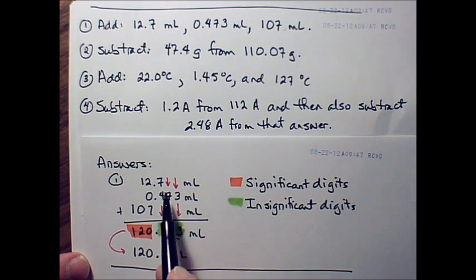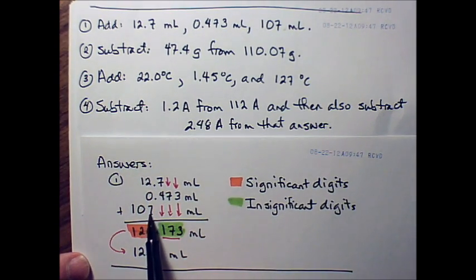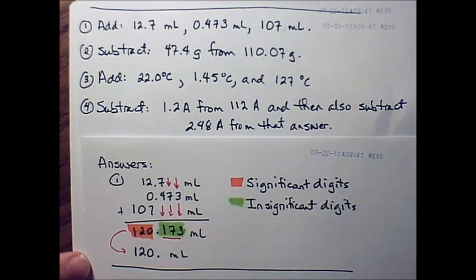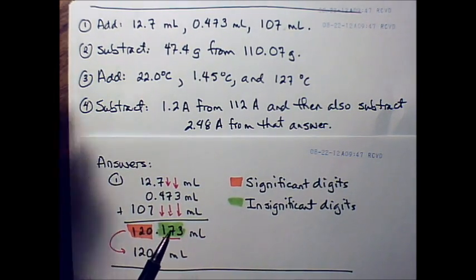This is the least precise measurement in the problem. So our final answer can have no more digits to the right than this least precise measurement. We have no more digits to the right than this one has. Does that make sense? Okay, good.